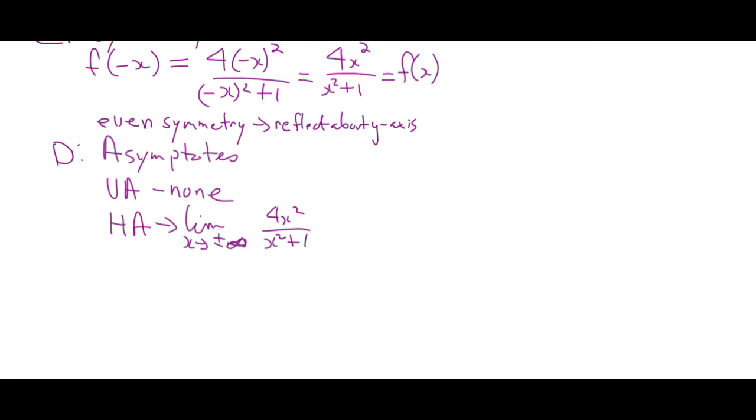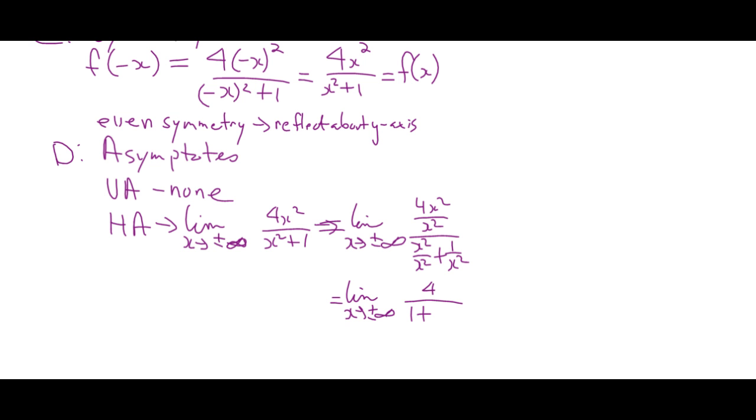And so that leads to the limit as x approaches plus or minus infinity of 4x squared over x squared, over x squared plus 1 over x squared. I just said over x squared; what I wrote is what I should have said. So that equals the limit as x approaches plus or minus infinity of 4 over 1 plus 1 over x squared, which is 4.